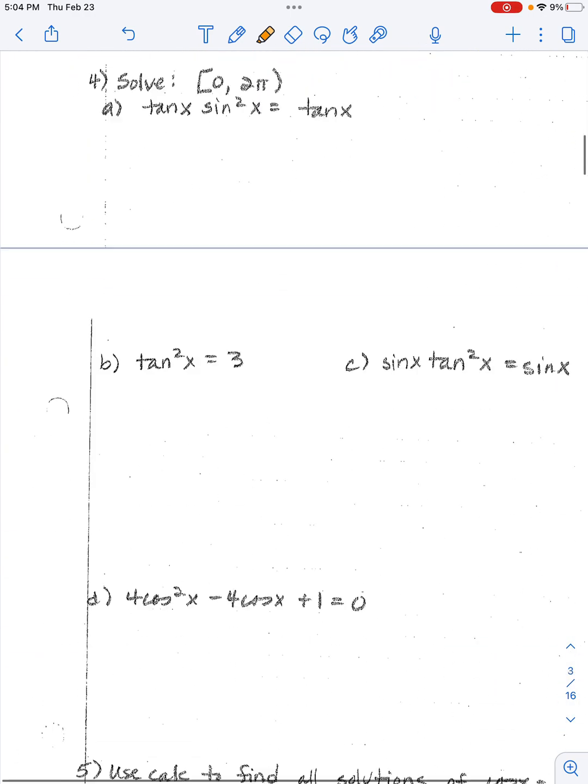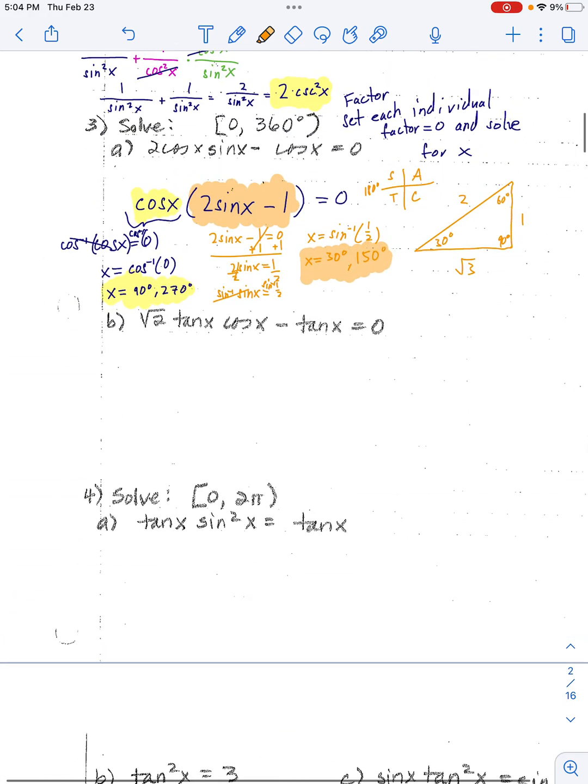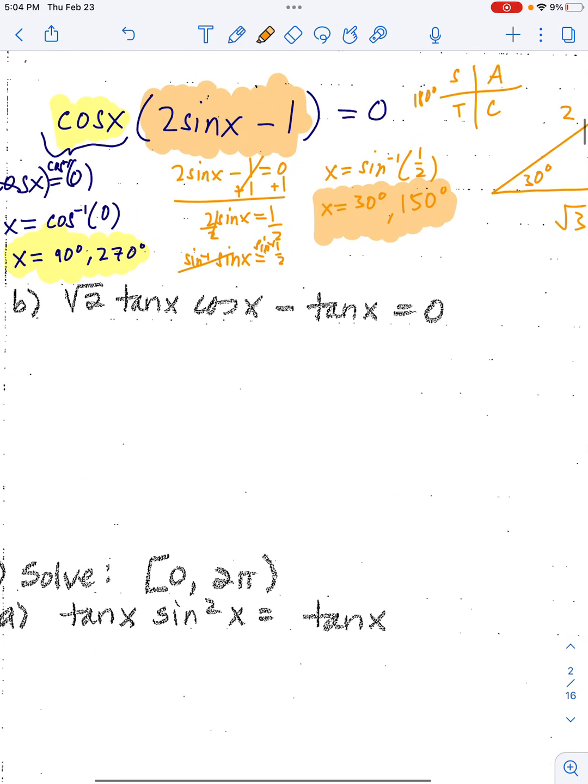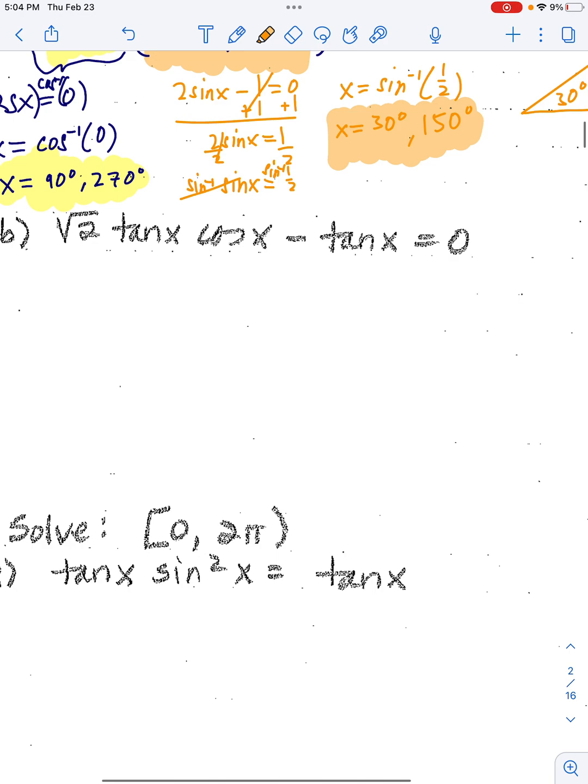All right, part B. √2 tan x cosine x minus tan x equals 0, okay? It's just the same thing. It's just like algebra 2. There's just that additional piece of the trig stuff, okay?